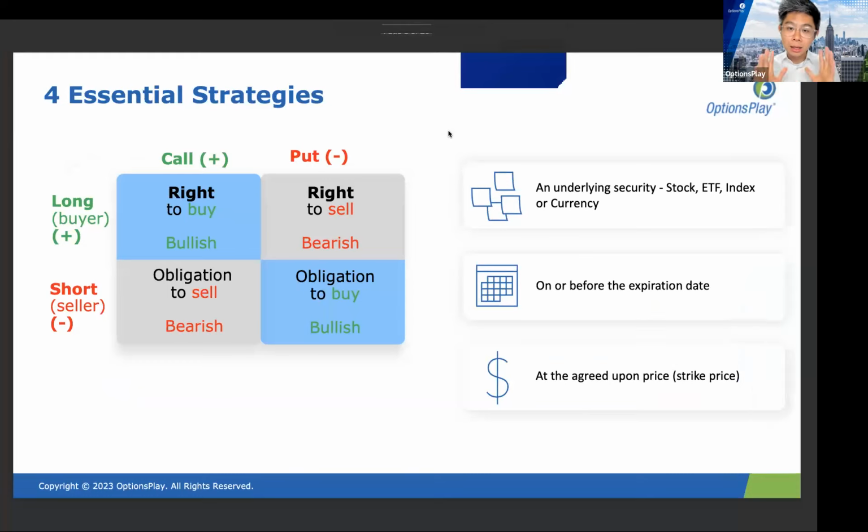But before we get into that, let's break down the 4 core essential strategies, or the foundations of all option strategies. You have calls, you have puts, and you can either buy a call or sell a call, or you can buy a put or sell a put, which means that you have 4 possible strategies when you're trading an option strategy. Now, whether you're buying or selling a call or a put determines whether you have the right to, which is when you're buying, or the obligation to do something when you're a seller of a call or a put.